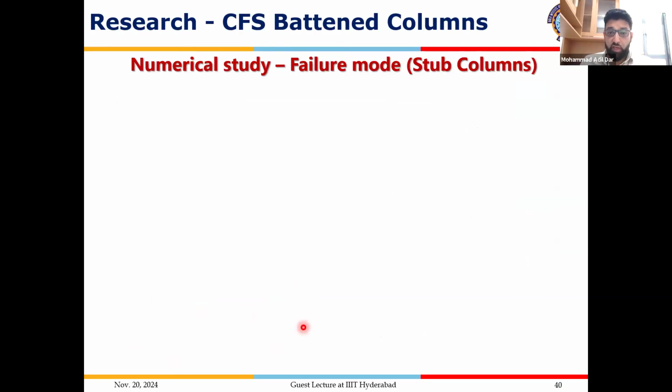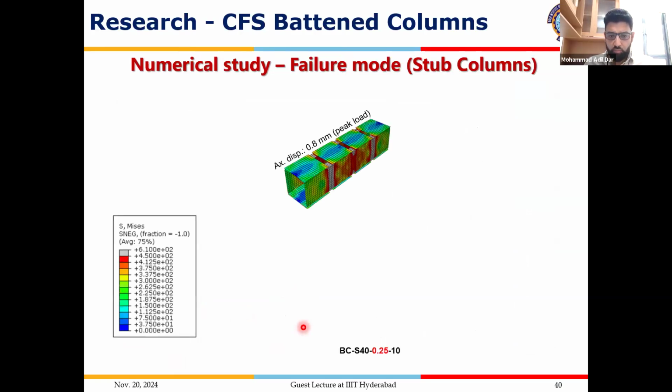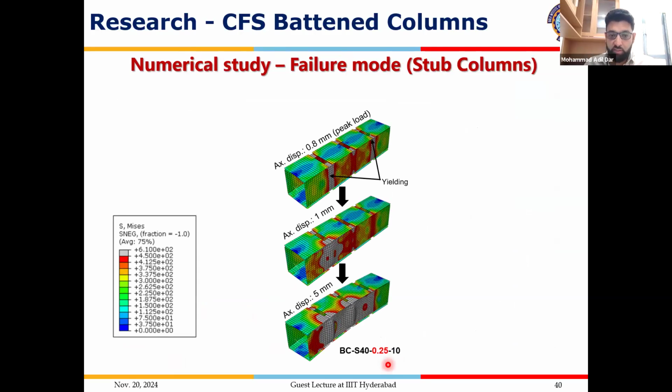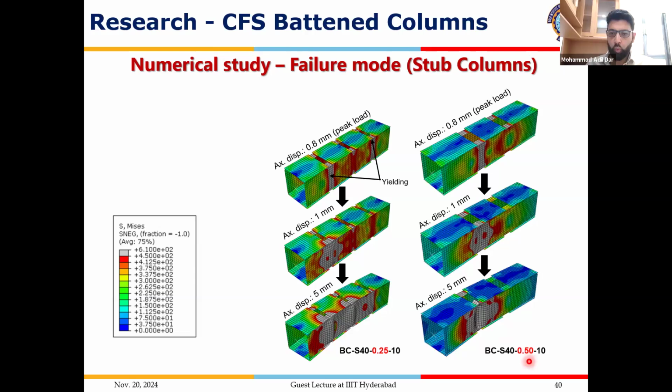Now, starting with the failure modes in stub columns. In stub columns, where we had lambda chord by lambda 0.25, what we noted is as we began the progression, we noted yielding in the unsupported chords. As the loading progression increased, there was a spread of this yielding across the entire surface. When the lambda chord by lambda increased to 0.5, we saw the same trend, except that the spread was not as extensive as in the previous case.